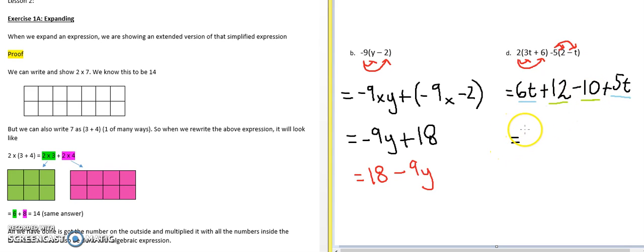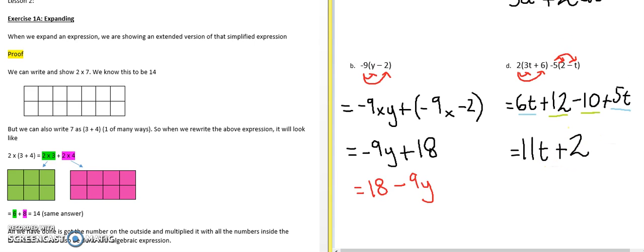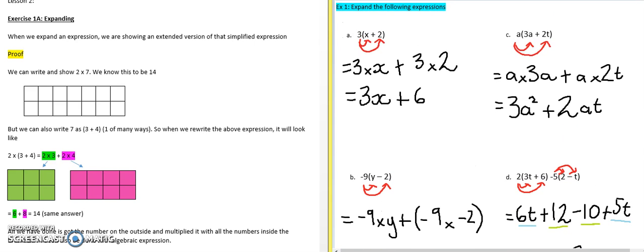6t plus 5t is 11t, and 12 minus 10 will have us be left with positive 2. And that right there will be our final answer. And that is it for this lesson, lesson 2, for exercise 1A expanding.